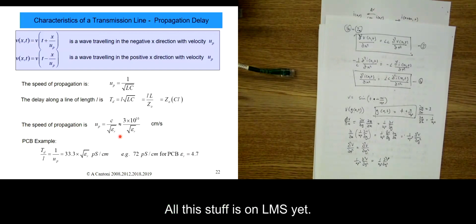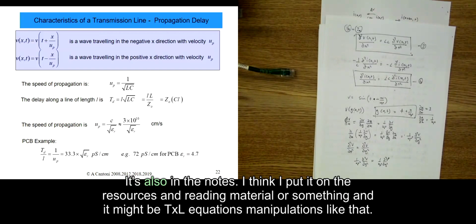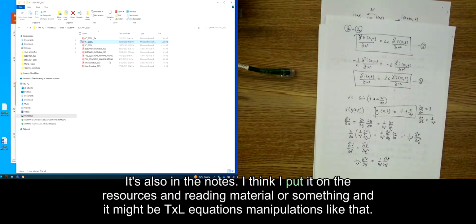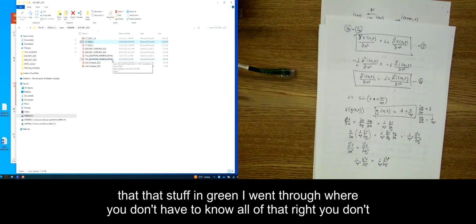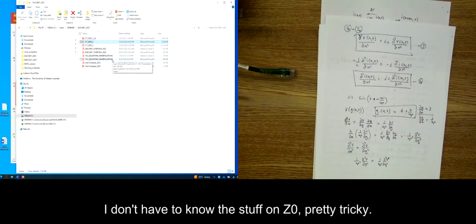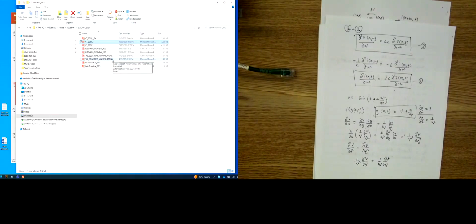Yeah, all this stuff's on LMS. It's also in the notes, I think. I think I put it under resources and reading material or something, and it might be called TXL equation manipulation, like that. That's that stuff in green I went through, where you don't have to know all of that, right? You don't have to know the stuff on Z0. It's pretty tricky, right? Okay.